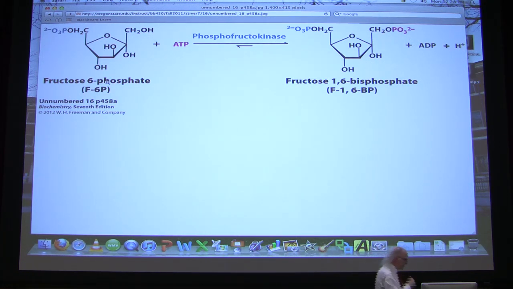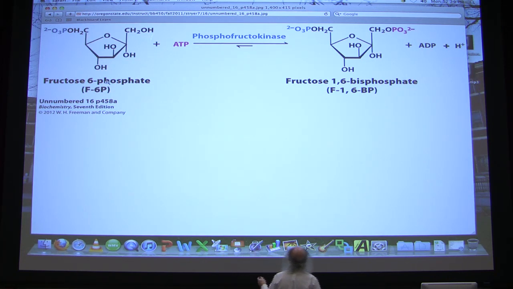You'll notice also that we're adding a second ATP in this reaction. So we're converting fructose 6-phosphate to fructose 1,6-bisphosphate. And by the way, you may use these abbreviations. There's only one abbreviation I'll ask you not to use, and I'll show you that one later. But all the abbreviations that they use here are certainly acceptable in this class, with the exception of the one I'll give you later.